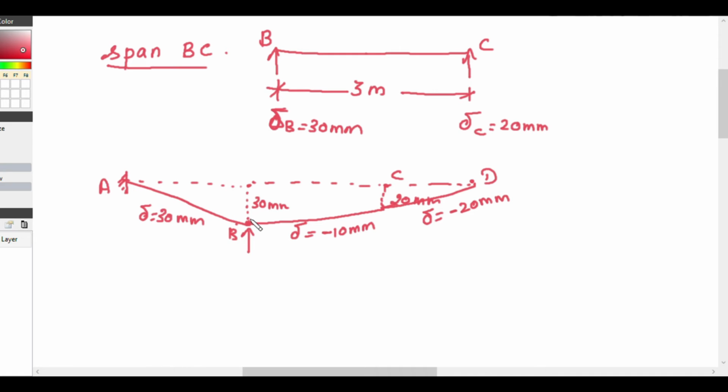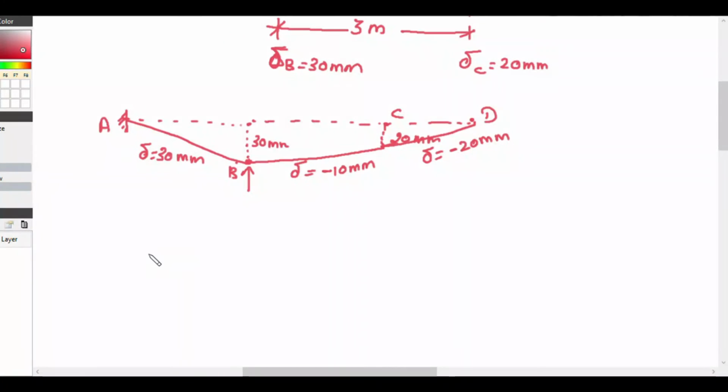If the deformation is downwards, you will take delta is equal to 30. So for span AB, delta is equal to 30 mm. For span BC, delta is equal to minus 10 mm. And for CD, the delta is equal to minus 20 mm. So now, for the span BC, moment MBC is equal to 2EI by L into 2 theta B plus theta C minus 3 delta by L.